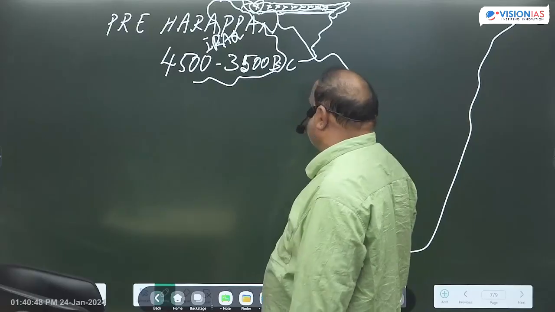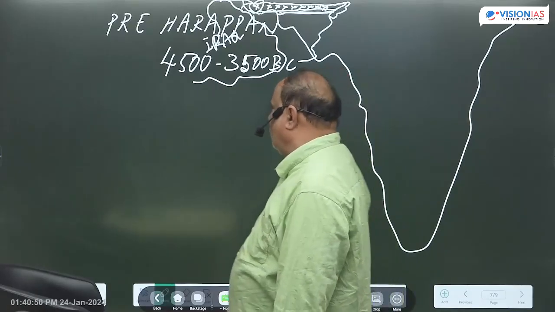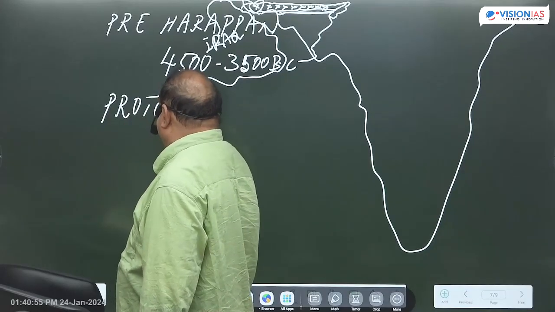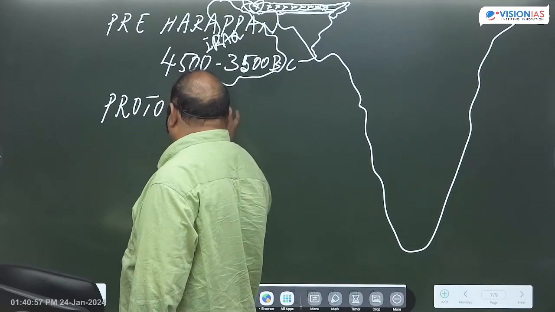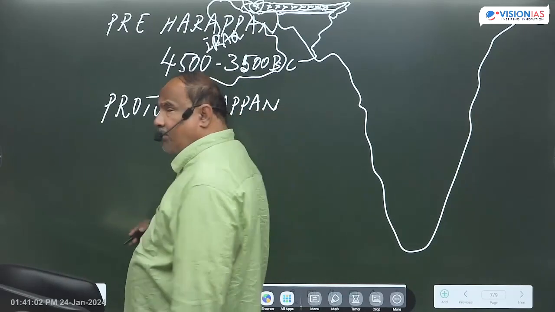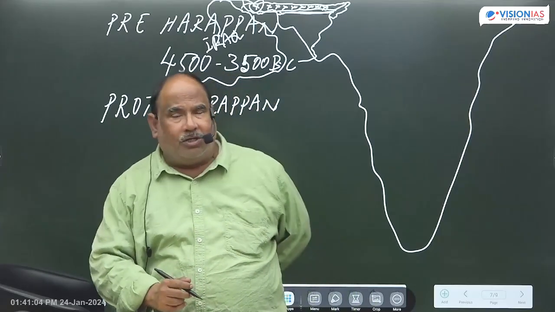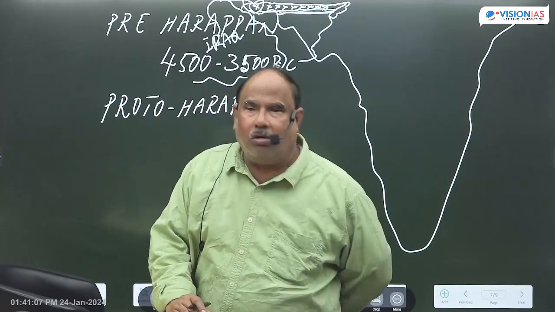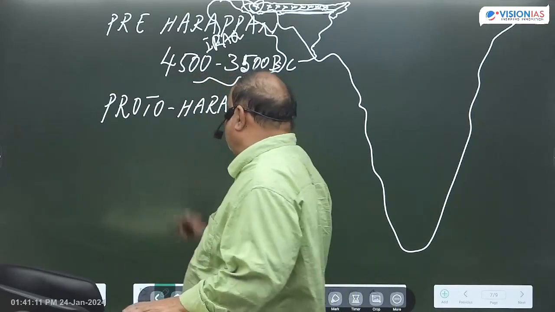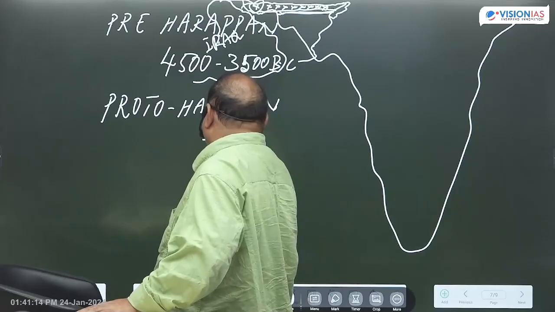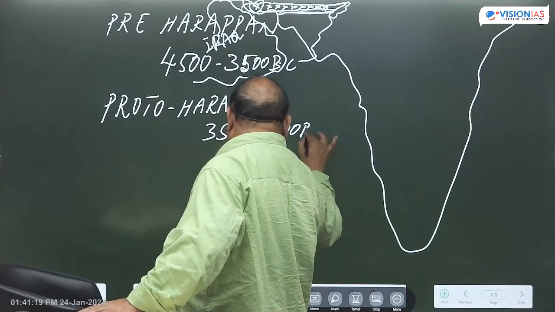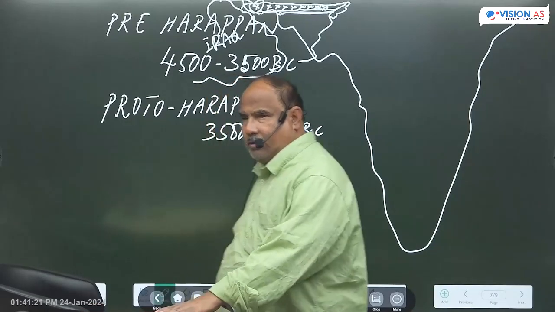Second stage is called Proto-Harappan. What is Proto-Harappan? Proto-Harappan is a transitory period, a transitory period between pre-Harappan and Harappan. That transitory period is called Proto-Harappan. Proto-Harappan stage, the second stage, 3500 to 2500 BC, for nearly 1000 years.